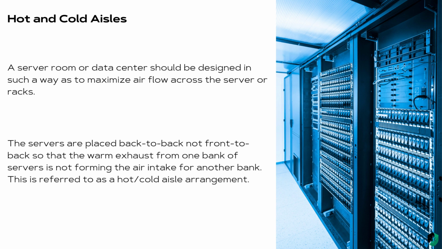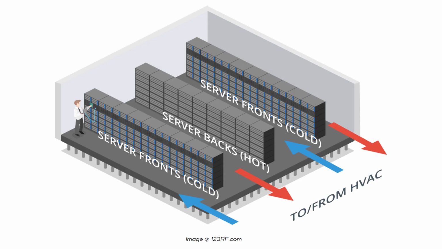Now this is what we refer to as the hot-cold aisle arrangement. I have the diagram right here from 123rf.com. You can see right now that the front of the server will never face the back of another server. Never, ever, ever. It's always going to be the back of the server facing the back of another server. That's how it is supposed to be.